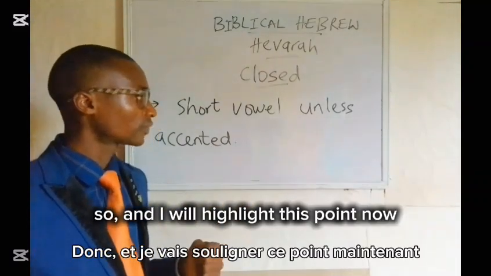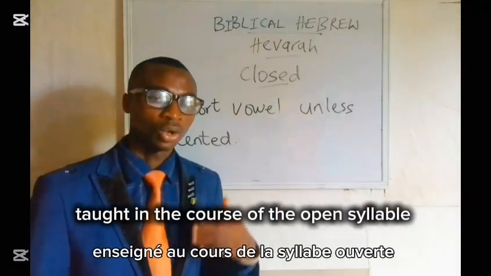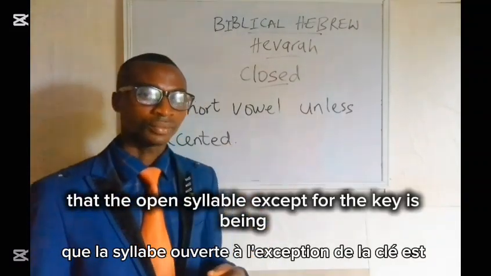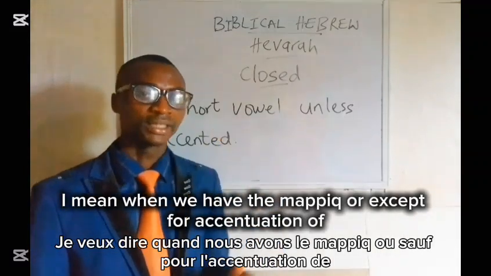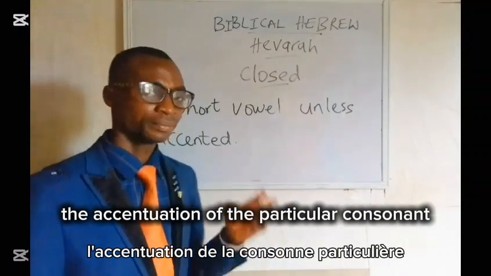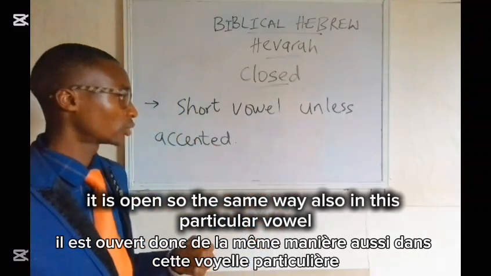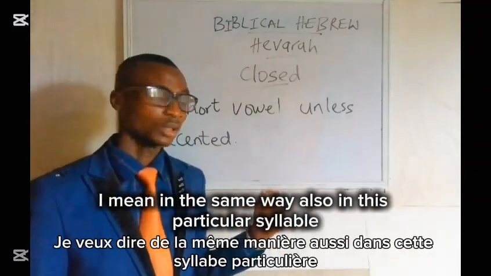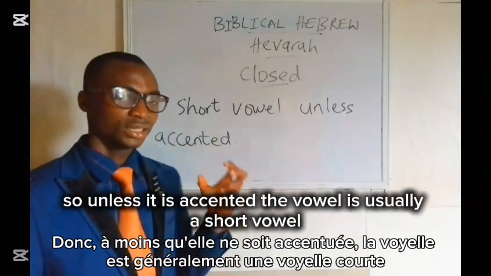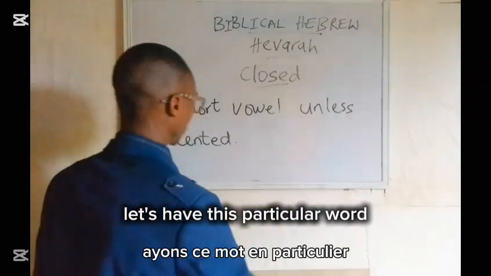And I will highlight this point now. Just like it was taught in the course of the open syllable, except when we have the metheg, or except for accentuation of a particular consonant, it is open. The same way also in this particular syllable. So unless it is accented, the vowel is usually a short vowel. Let's have this particular word.